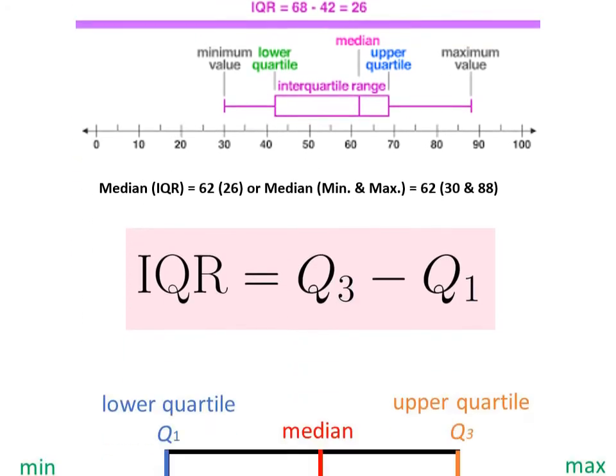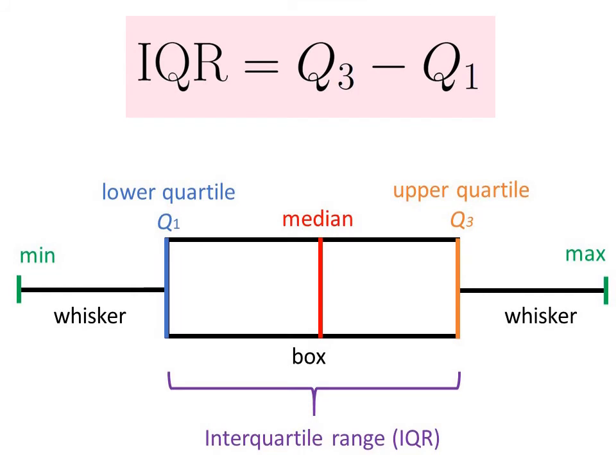This is how Box and Whiskers plots are drawn: minimum and maximum, quartile 1, quartile 3, and in the middle there is the median, which is quartile 2. So we express the median and interquartile range, or the median and minimum and maximum. This is the method to express non-parametric data variation.